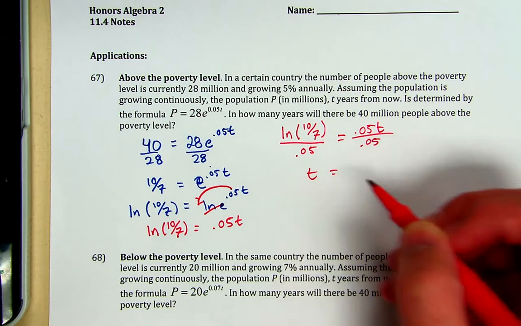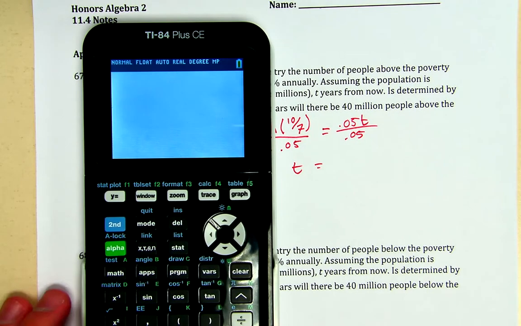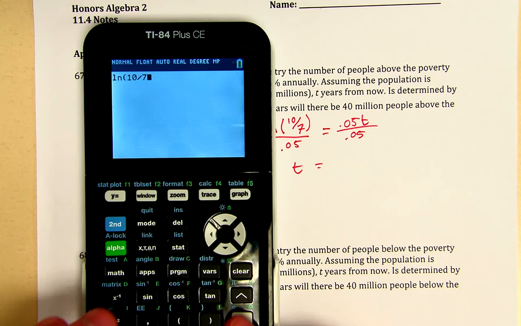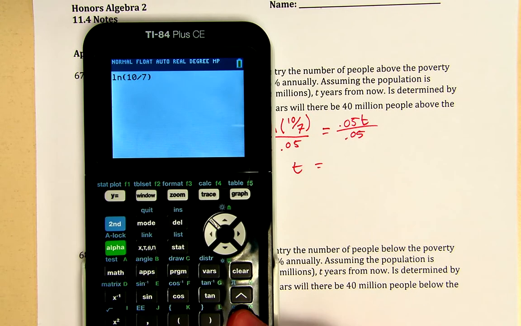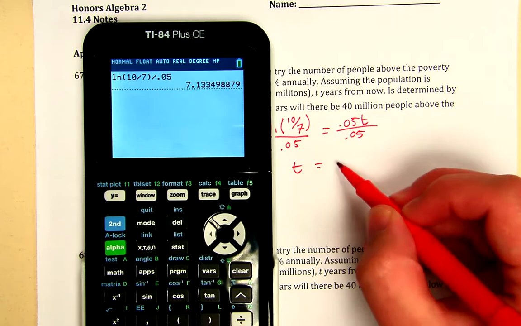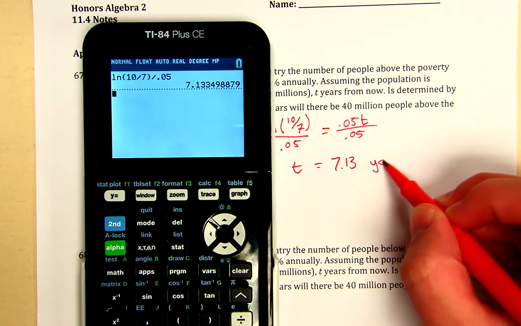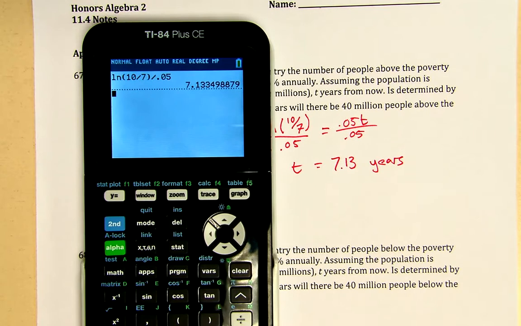So t, let's go to our calculator here to figure this out. We're going to do the natural log, so that natural log button, of 10 sevenths, and then make sure you close your parentheses to divide by 0.05. And we get 7.11. And we're talking about how many years, so we're talking about 7.11 years.